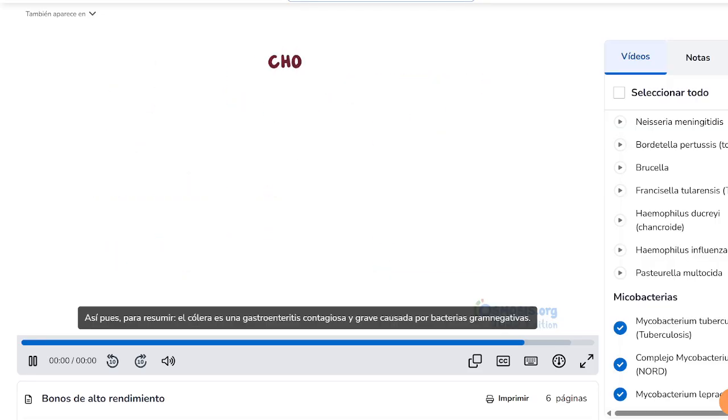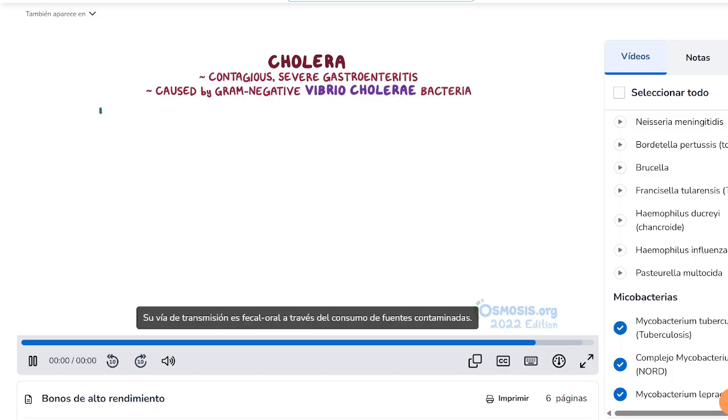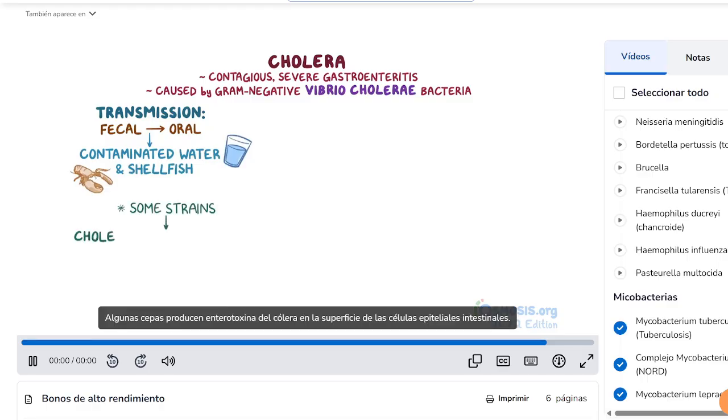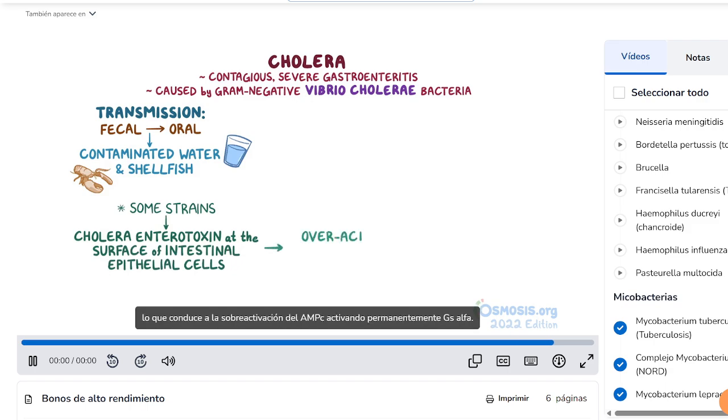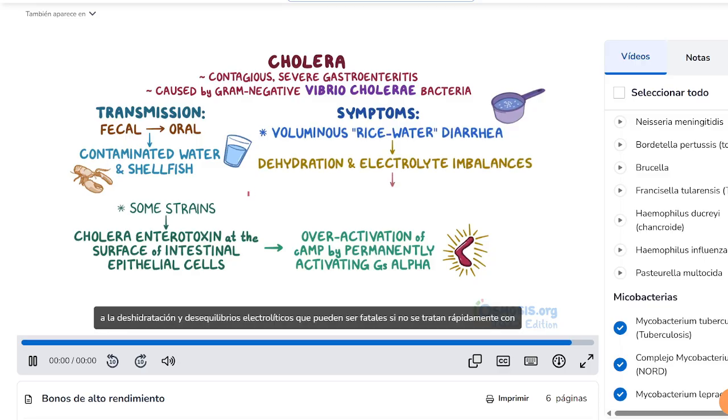So, to recap, cholera is a contagious, severe gastroenteritis caused by the gram-negative Vibrio cholerae bacteria. Its route of transmission is fecal to oral through consumption of contaminated sources like water or shellfish. Some strains produce cholera enterotoxin at the surface of intestinal epithelial cells, which leads to the overactivation of cAMP by permanently activating GS-alpha. Patients most often present with voluminous rice water diarrhea that quickly leads to dehydration and electrolyte imbalances that can be fatal if not rapidly treated with rehydration salts.